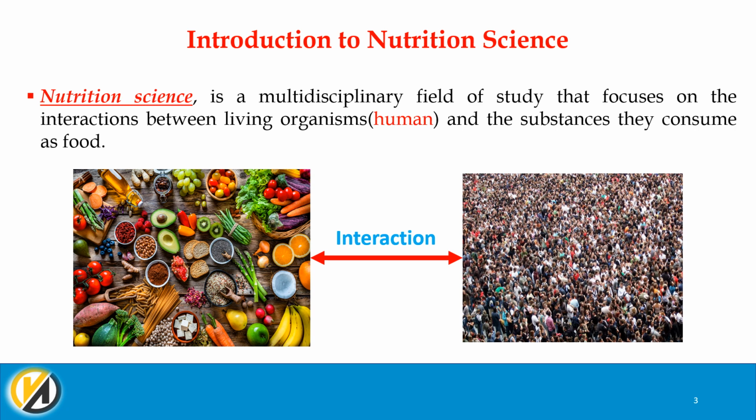Let's start by defining nutritional science. Nutrition science can be defined as a multidisciplinary field of study that focuses on the interactions between living organisms, in our case humans, because we are studying human nutrition, and the substances they consume as food. Every day, human beings and foods interact.